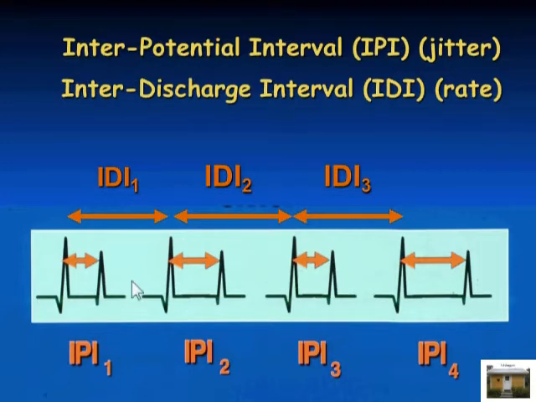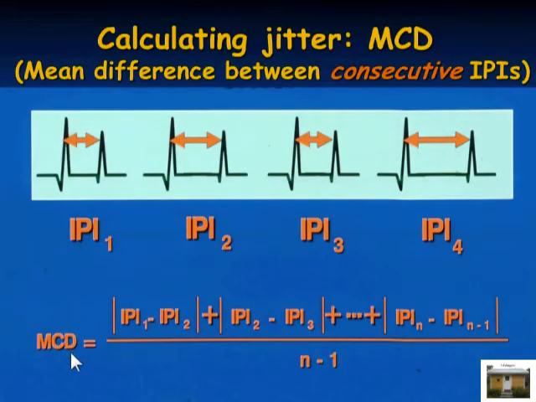Interpotential interval is the time between 1 to 2, 1 to 2, 1 to 2. The interdischarge interval is the time between the discharges of the pair of potentials. The jitter is measured from variability in the IPI, and the IDI is a way in which we measure the firing rate. Jitter is calculated from this formula as the mean difference between consecutive interpotential intervals.